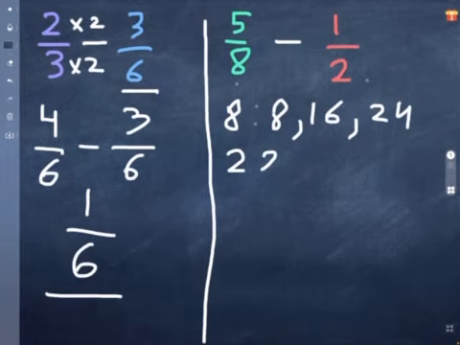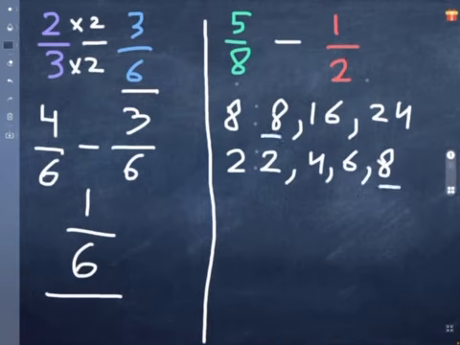The multiples of 2 are 2, 4, 6, 8. We can stop here because we see the most common multiple is 8. So for the first fraction we don't need to change it because we have the denominator 8. We write here 5 over 8.